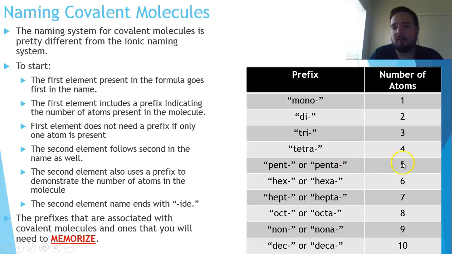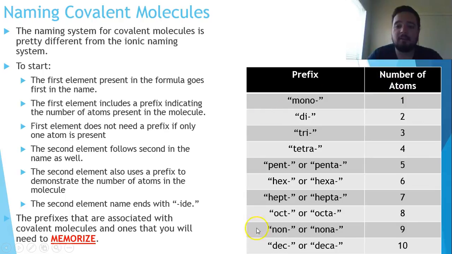So you have pent or penta, that represents 5. Hex or hexa, which represents 6. So like a hexagon that has 6 sides, you can think 6. Pentagon has 5 sides, you can think 5. Heptagon has 7 sides. Oct or octagon has 8 sides. Non or nona is 9, and then a decagon or deca is 10.